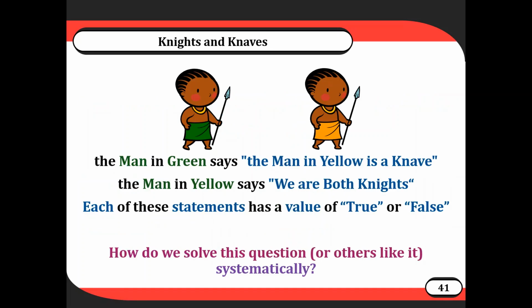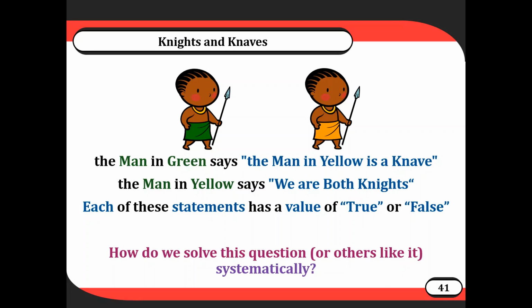So the man in green says the man in yellow is a knave. The man in yellow says we are both knights. And each of these statements has a value of either true or false. And based on the value of those statements, we can determine the identity of the man in green and the man in yellow. So how do we solve this question, or others like it, systematically?